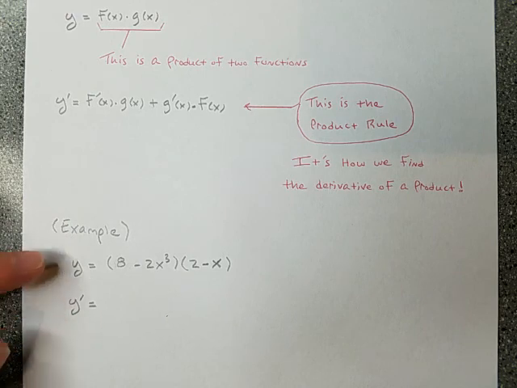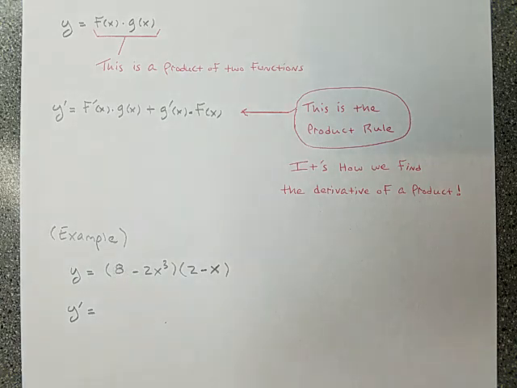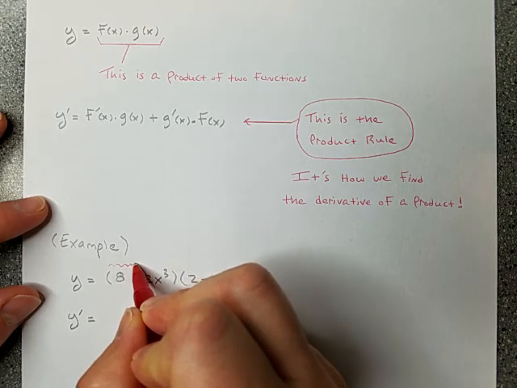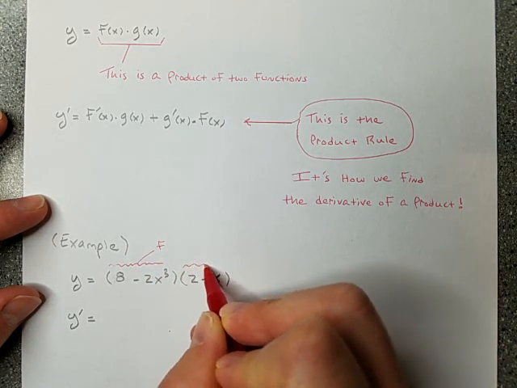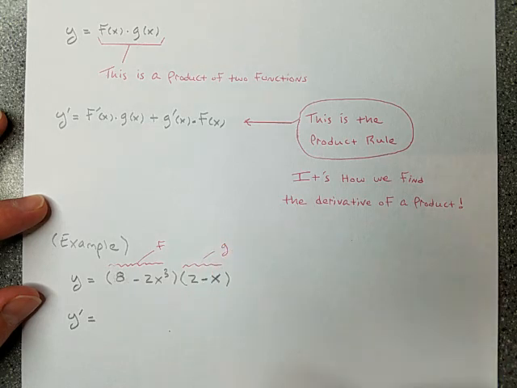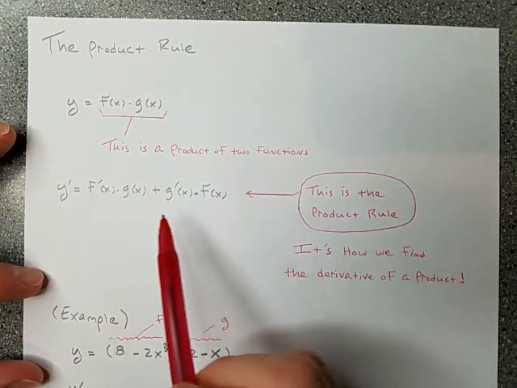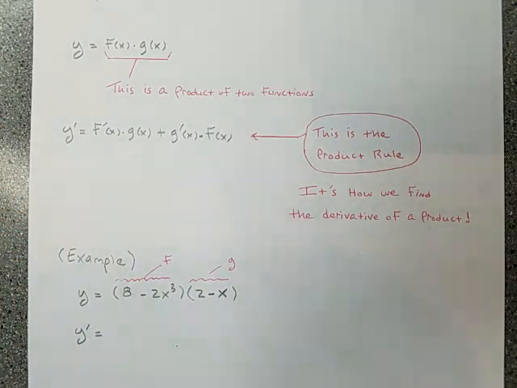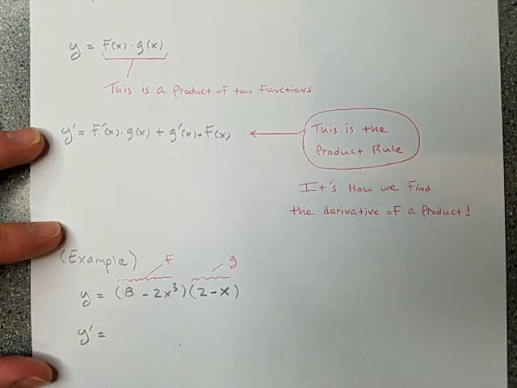Suppose we want to find the derivative of this function, 8 minus 2x to the third times 2 minus x. Well, let's make sure that we conceive of this the right way. I do see this as the product of two functions. That one I'll call f, and this one I'll call g. And it says, according to the product rule, that the derivative of such a function is f prime times g plus g prime times f. So let's see. F prime, can you tell me the derivative of 8 minus 2x to the third power? Just all by itself.